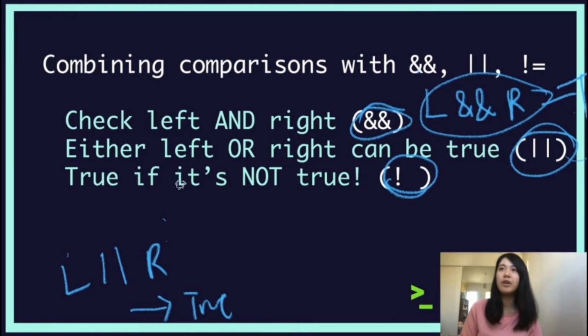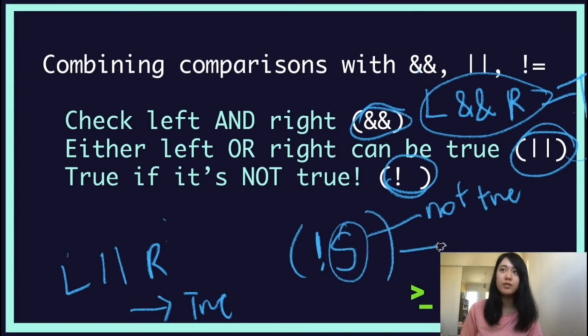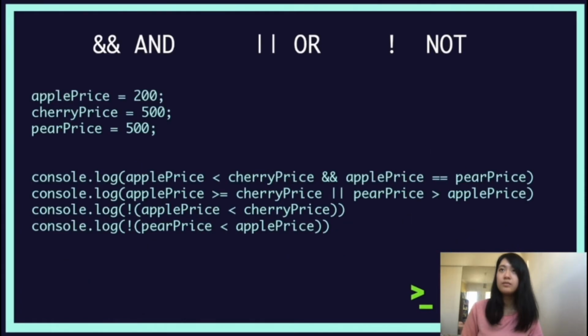And then we have the NOT operator, which will return true if the statement you put the exclamation mark in front of is false. So in our example, we're going to use the AND, OR, and NOT operators.